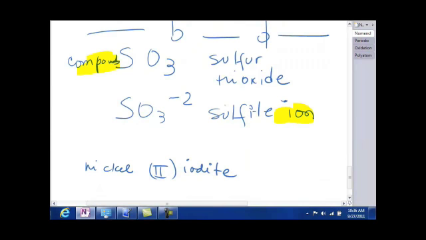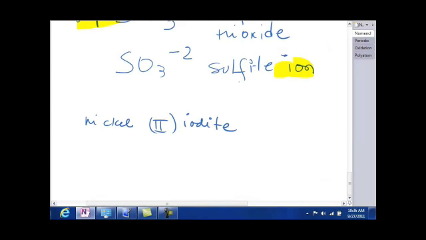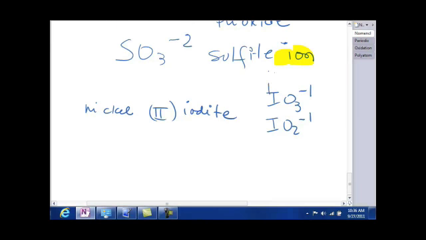Let's pretend this scrolls. If this is iodate, what's iodite? IO2 minus 1. Actually, for group 7, besides the iodates and the iodides, I also have what else, guys? IO4 minus 1. What's that? And what's IO minus 1?